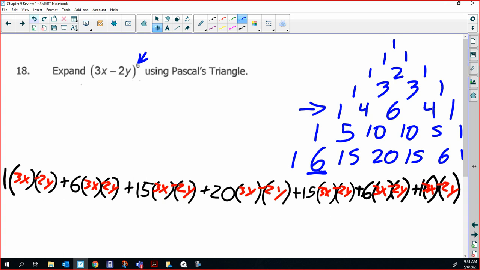All right, so now we fill in the exponents. First exponent starts at 6 and counts down. The other one starts at 0, counts up. So 6, 5, 4, 3, 2, 1, 0. And then the other one just does the reverse. So you can either start on the right and count down or start on the left and count up from 0. It doesn't matter. The important thing is the two exponents will always add to equal 6, the power.